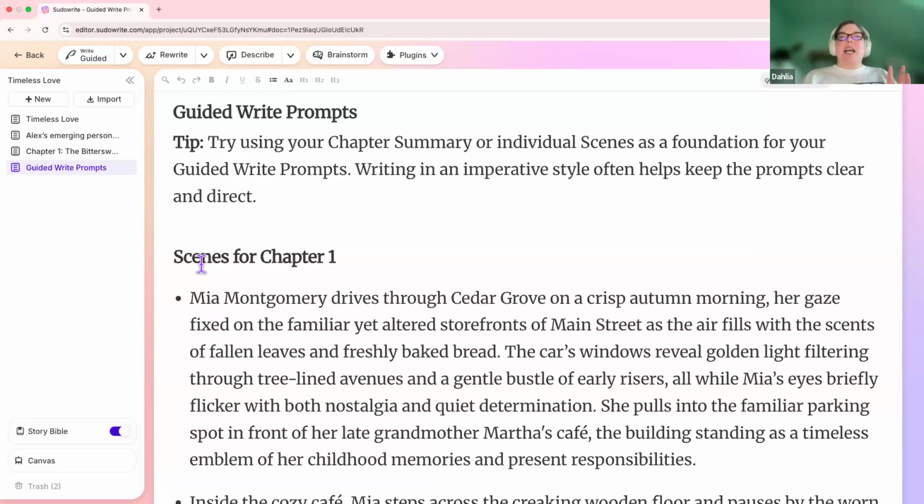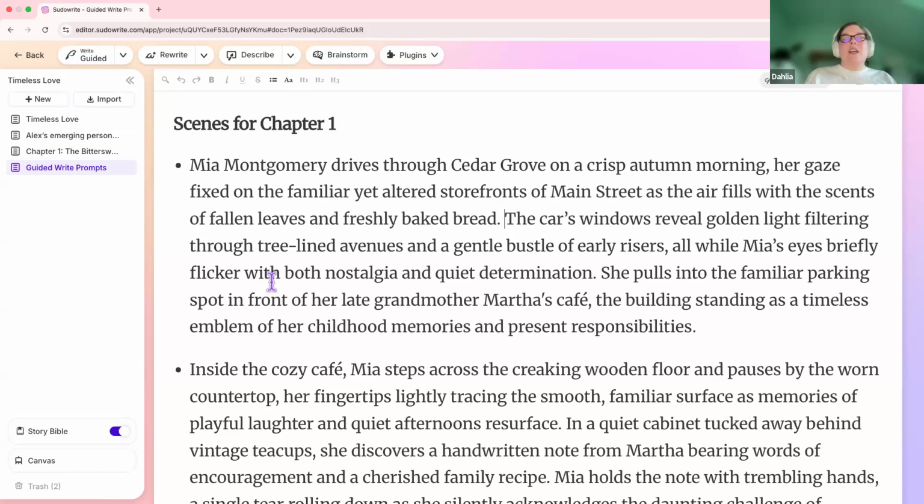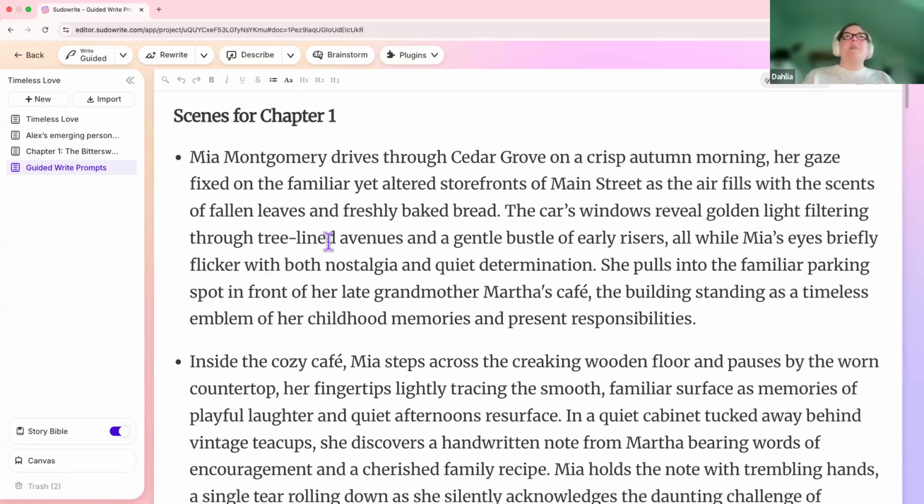In the old days, I often based my guided write prompts on the beats that you could generate. Now this has changed a couple of weeks ago to scenes, but you can also use the scenes in conjunction with the chapter summary to create your guided write prompts. These were the scenes that were generated for the first chapter. Like Mia Montgomery drives through Cedar Grove on a crisp autumn morning, her gaze fixed on the familiar yet altered storefronts of Main Street, yada, yada, yada.